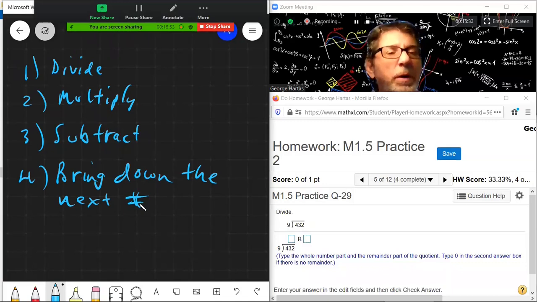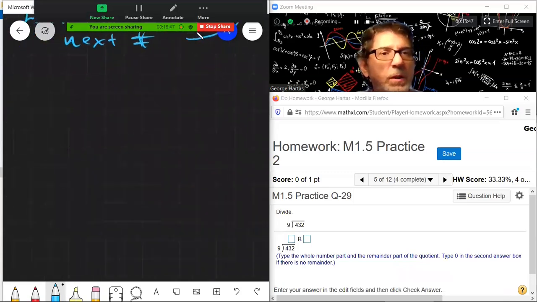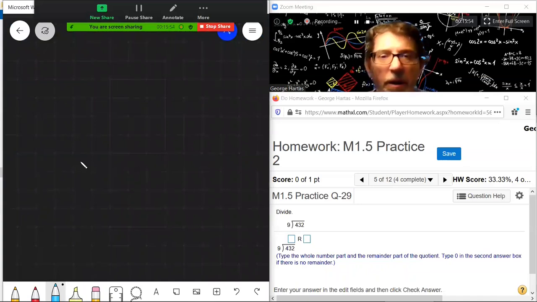Pound means number. When we get to step four, we go right back up to the top. Divide, multiply, subtract, bring down the next number. That is the sequence of long division. And we just keep repeating that until we get our answer. All right, so let's try one here.